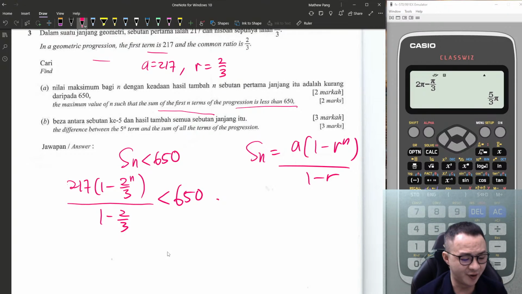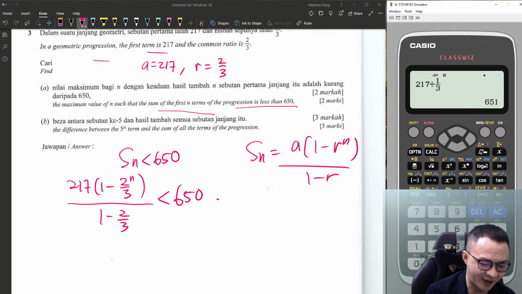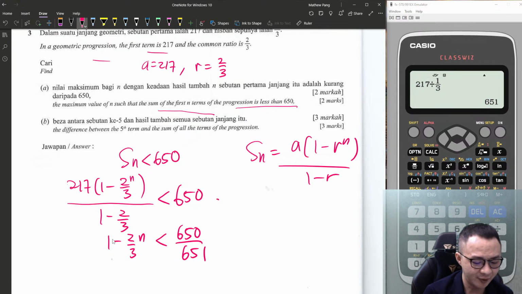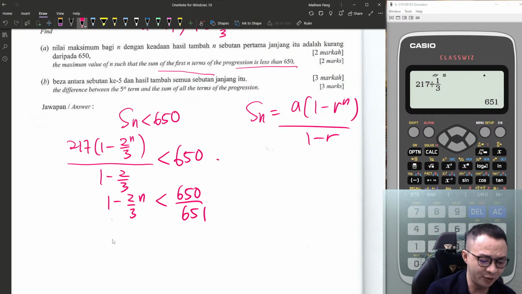I want to solve this one. So first thing is 217 divided by 1 over 3 first, because at the bottom 1 minus 2 over 3, I get 1 over 3, right? So it's 651. Alright, so 1 minus (2 over 3) to the power of n is less than 650 divided by 651. Alright, then I'm going to move things around. (2 over 3) to the power of n equals 1 minus 650 over 651.